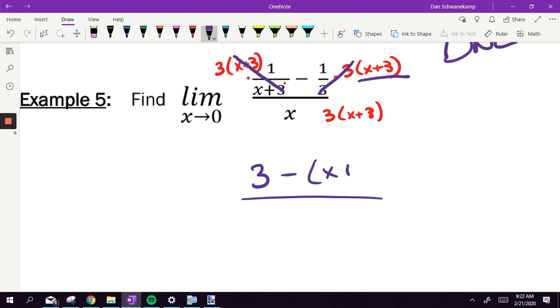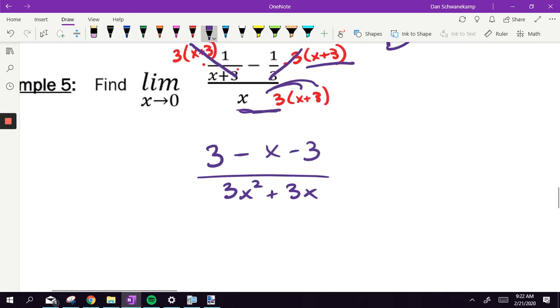You could write this as minus x plus 3, but it is minus that whole thing because it's being multiplied together. So I'm going to write that as minus x minus 3. Everybody understand that part? On bottom, I am multiplying 3x times that, so it's 3x squared, and then plus 9x. My bad. Everybody clear on that first part?